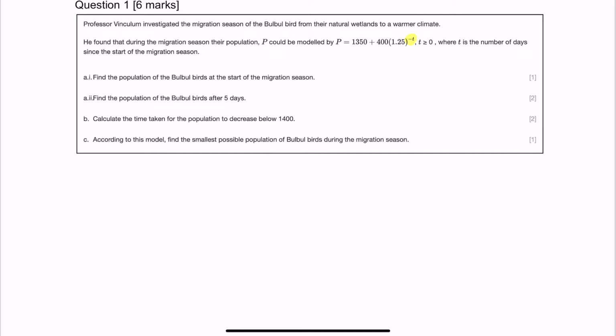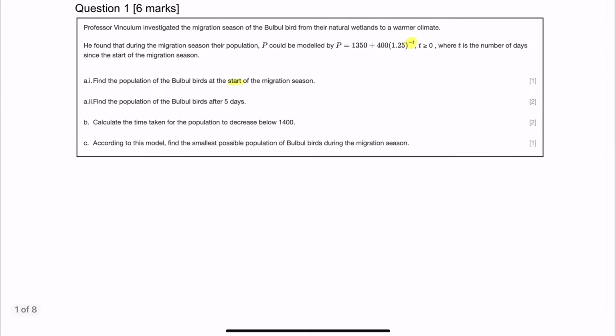So that word start tells us that it's from the beginning, or sometimes you see initial, and it's where t is equal to 0. So it's right at the start. All I'm doing there is substituting in t equal to 0, and then that will give me my final answer. So when t is equal to 0, if I just rewrite this, P, the population, is equal to 1,350 plus 400 times 1.25 to the power of 0.